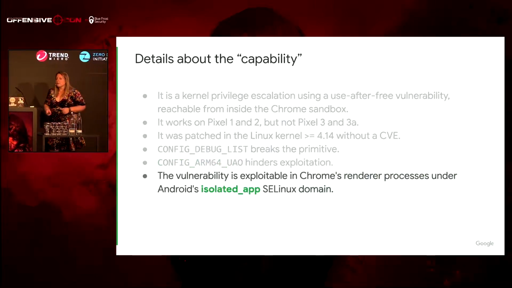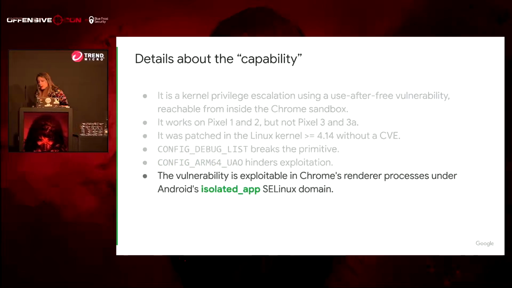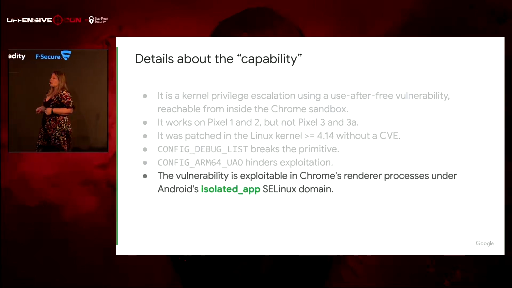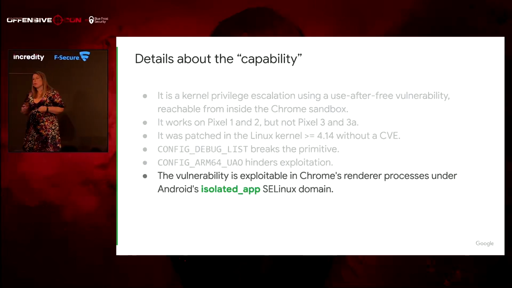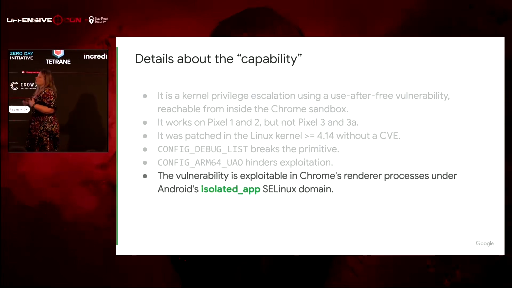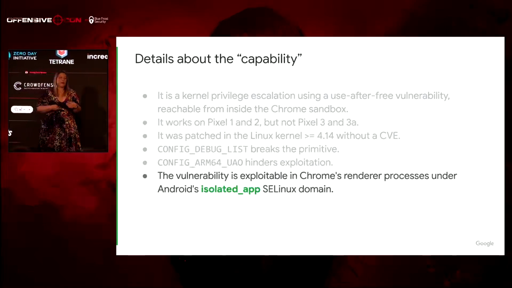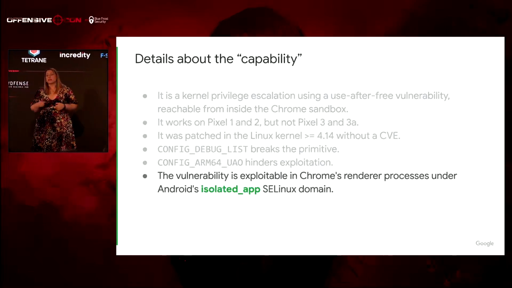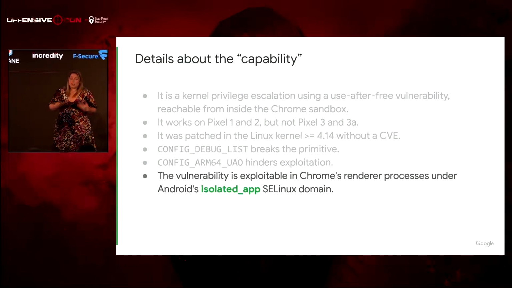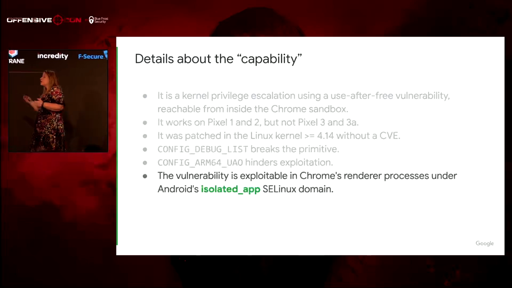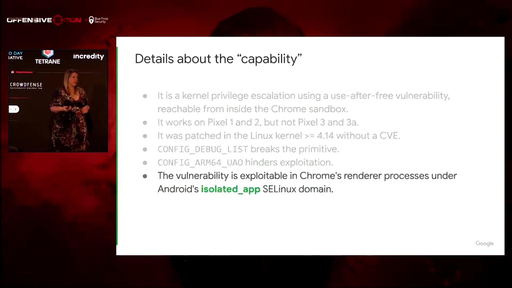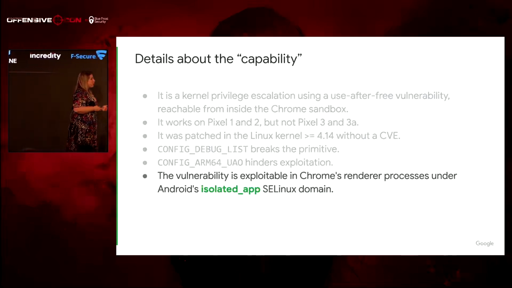Next, we heard the vulnerability is exploitable in Chrome's renderer processes under Android's isolated app SELinux domain. So this is very similar to the first bullet point, and what we double checked is that this would actually be true of also Firefox or others that were running similar, but it's likely that this local privilege escalation bug that we're looking for is paired with a browser renderer or Chrome renderer exploit, so that no longer is it a local privilege escalation, it's a chain that can be delivered remotely.